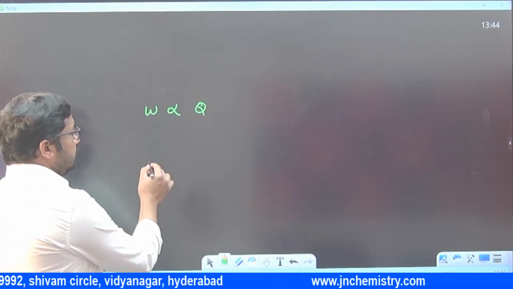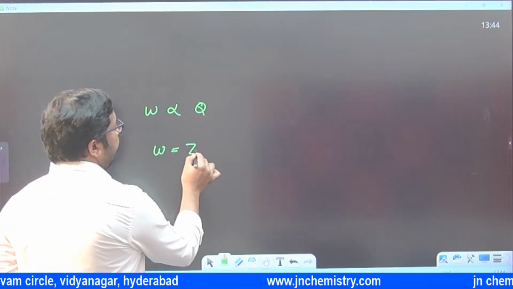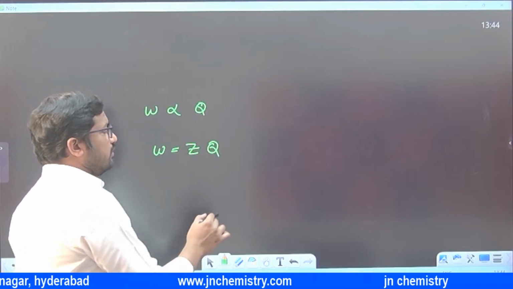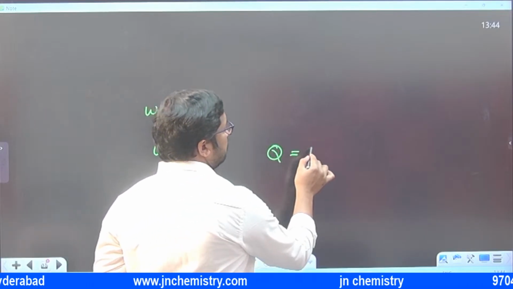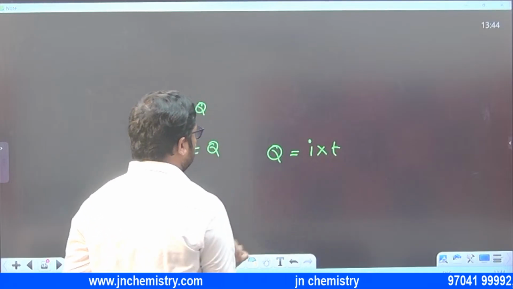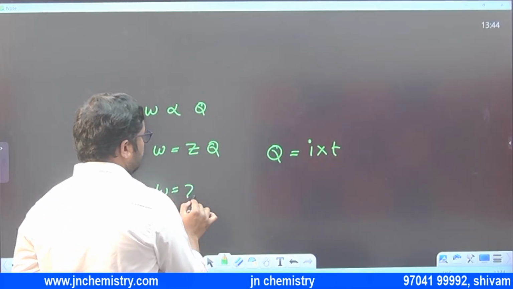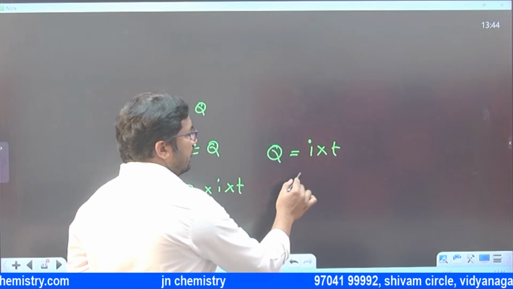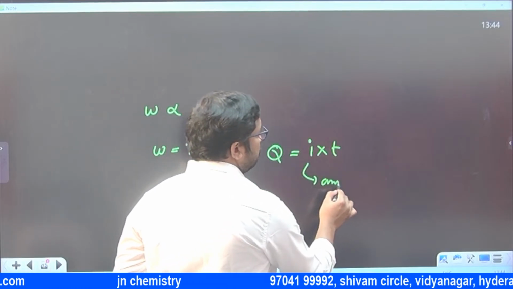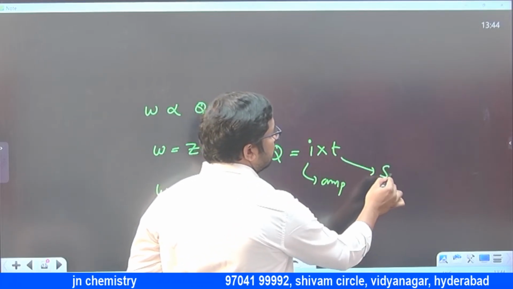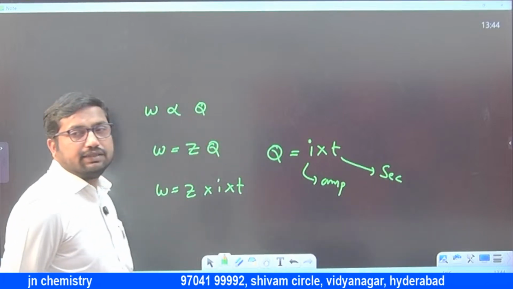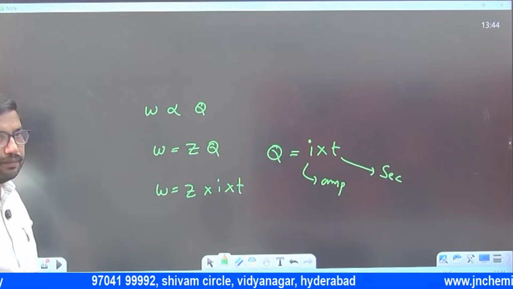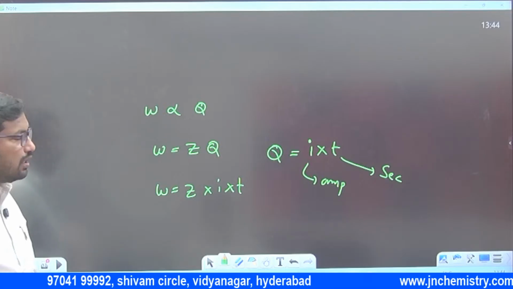W is equal to ZQ. What is Q? Q is the coulombs of charge. Q is equal to I into T. So W is equal to Z into I into T. What is I? Current in amperes. T is time in seconds. Z is the electrochemical equivalent.